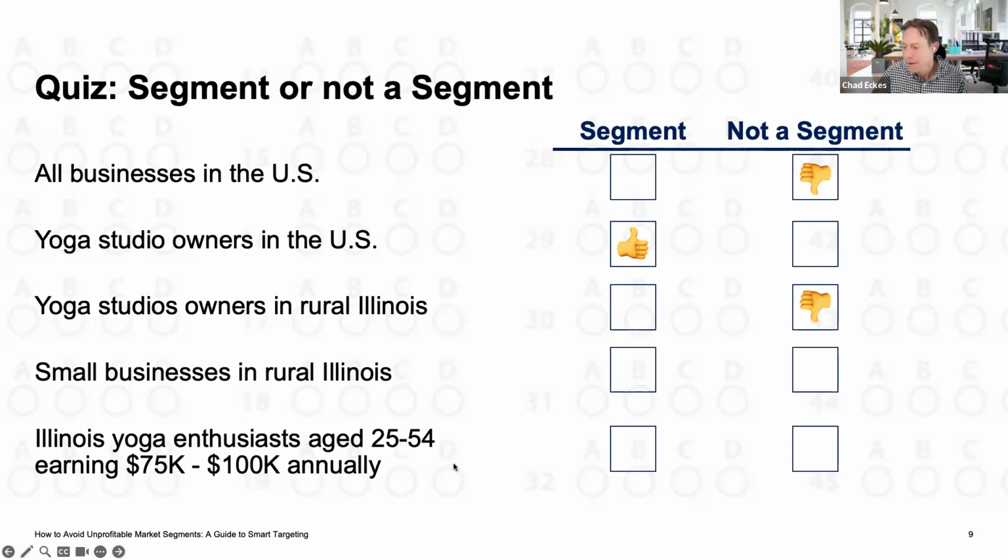Todd Cordo, are you with us? Oh, I am here. Excellent. What's your opinion on small businesses in rural Illinois? Is that a segment or not a segment? Well, I could generate an email marketing list for small businesses in rural Illinois, but I really have a hard time identifying commonality between the different types of businesses. I mean, is it B2B, B2C? Right. I'd have a difficult time calling that a segment.